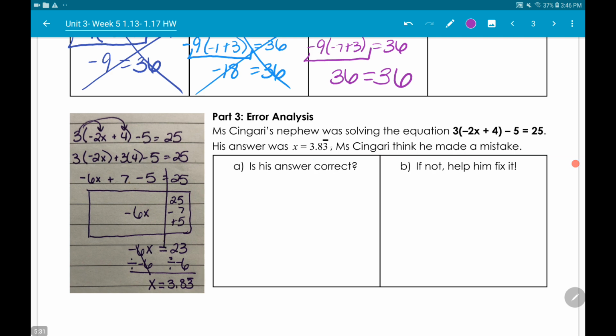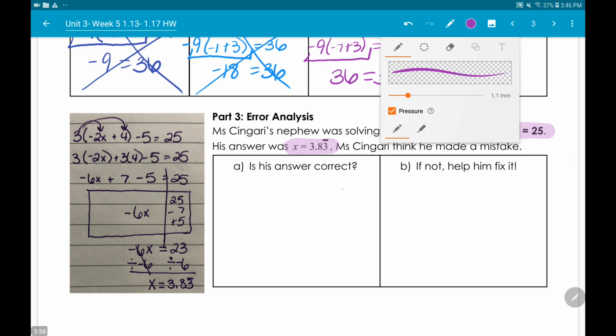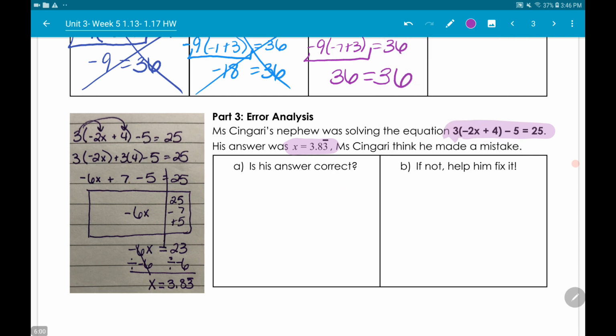So Mr. Gary's nephew was solving the equation. Let's highlight that equation for you guys so you don't lose it. 3 times negative 2x plus 4 minus 5 equals 25. His work is shown to the side. His answer was x equals 3.83 repeating. Mr. Gary thinks he made a mistake. So let's try to see if he was correct or not.